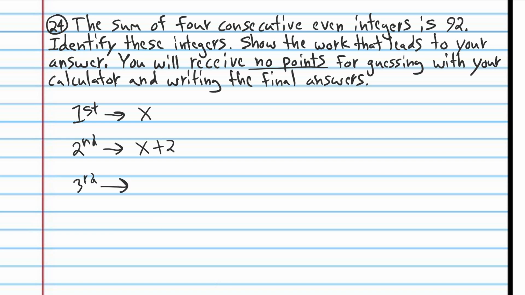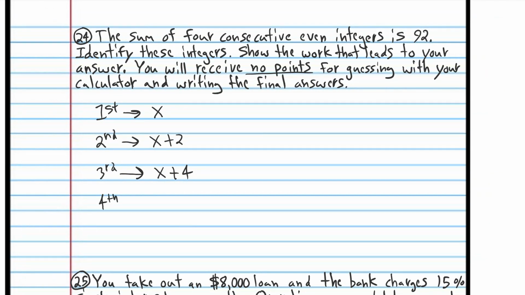Because again, if you're looking at consecutive integers, you just add 2 each time to get the next biggest integer. Because again, they're even integers, so they have to be even. So if you have like 52, for example, the next even number you add 2 to go to 54.